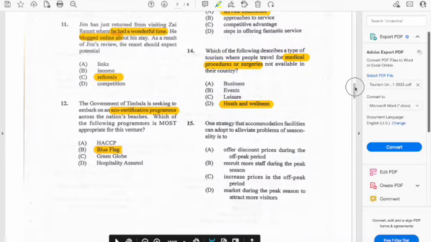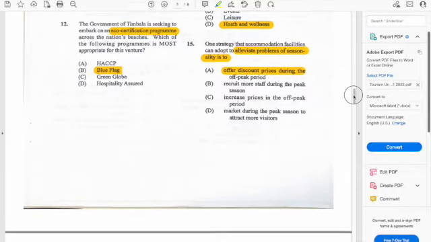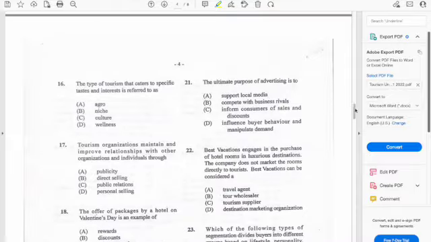Moving on. One strategy that accommodation facilities can adopt to alleviate problems of seasonality is to, of course, offer discounts during off-peak periods, right? Because the problem of seasonality occurs during off-peak season when you don't have a lot of visitors.